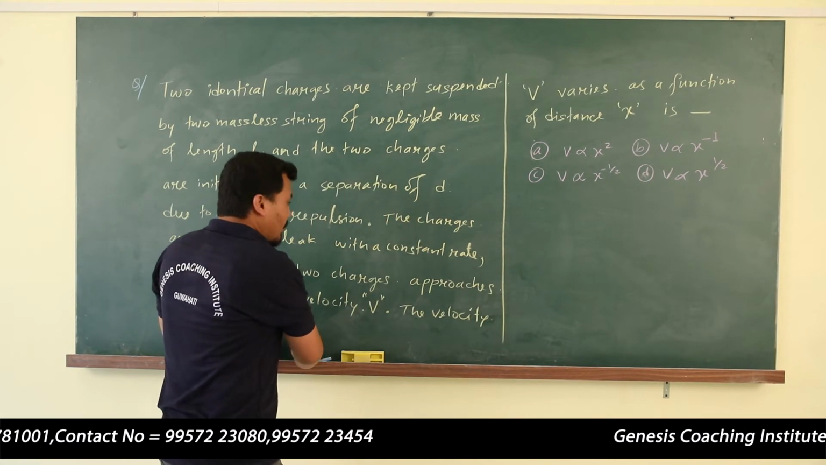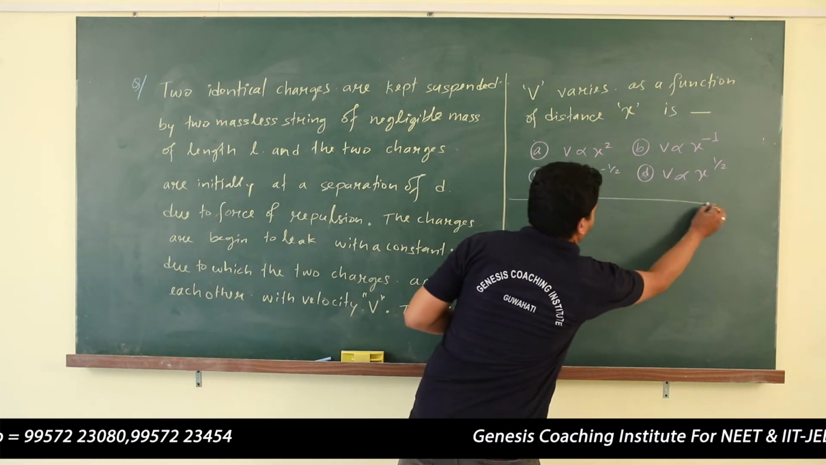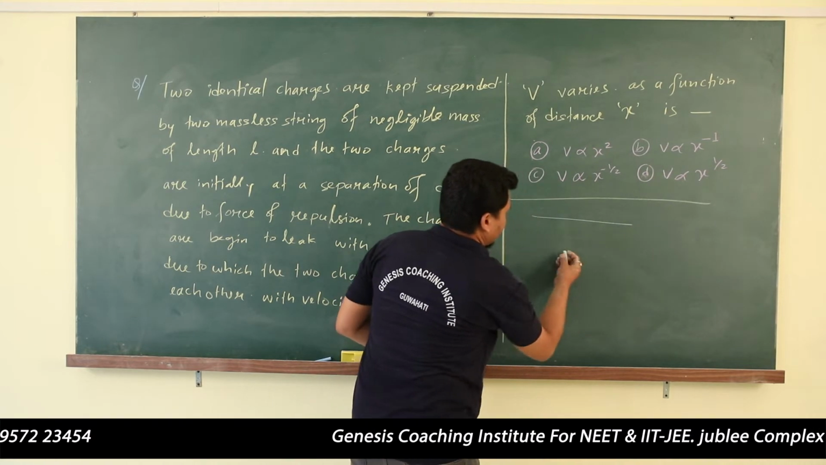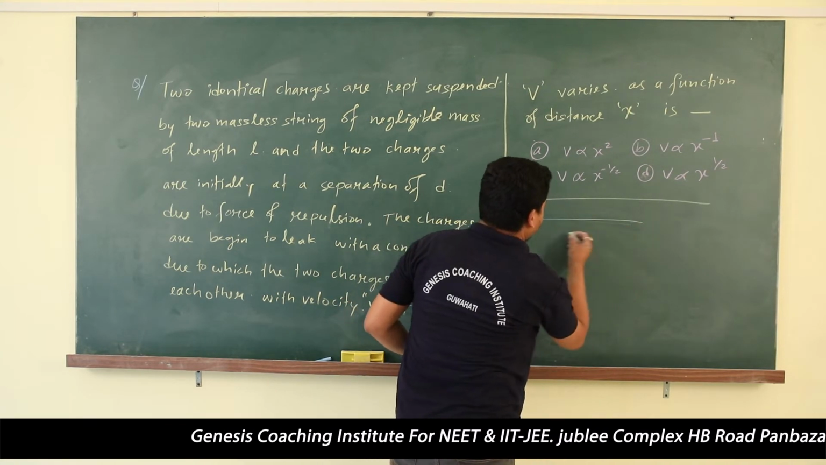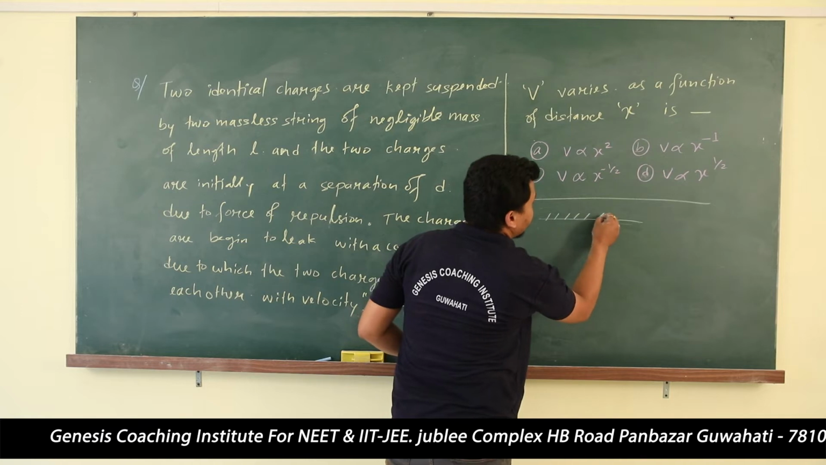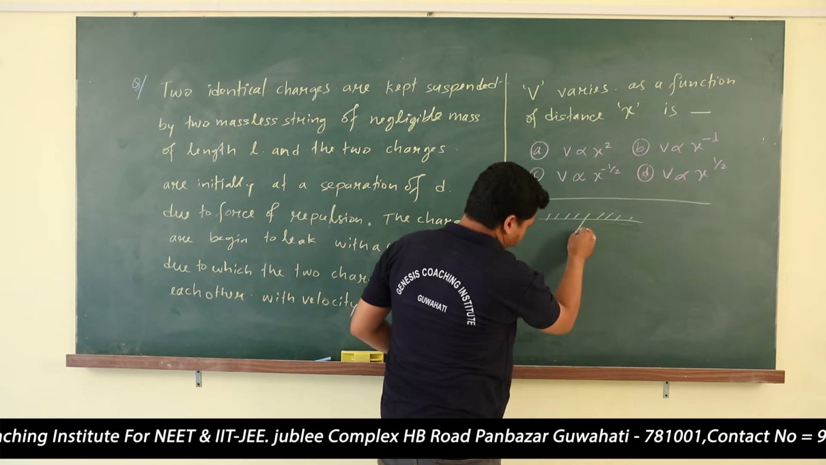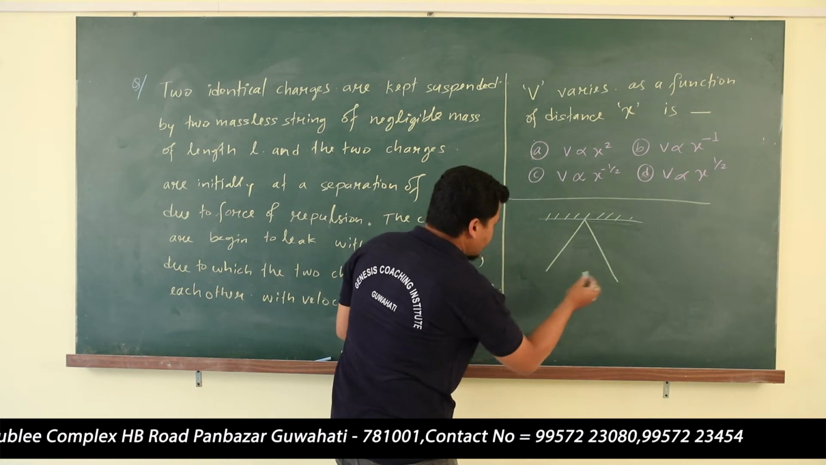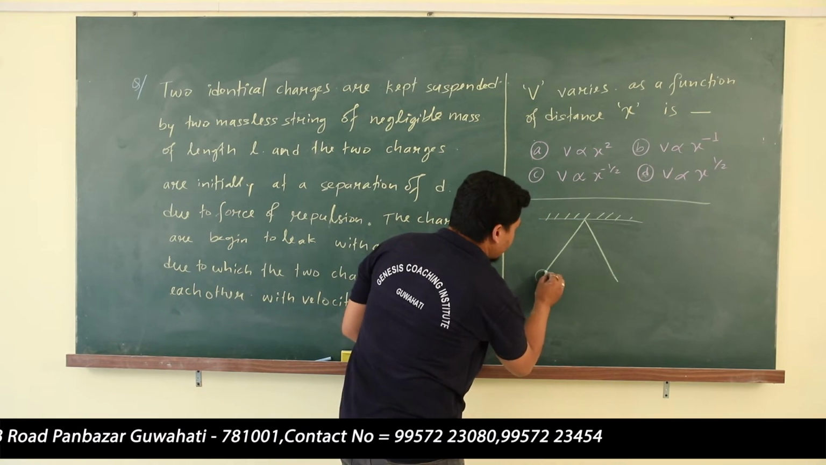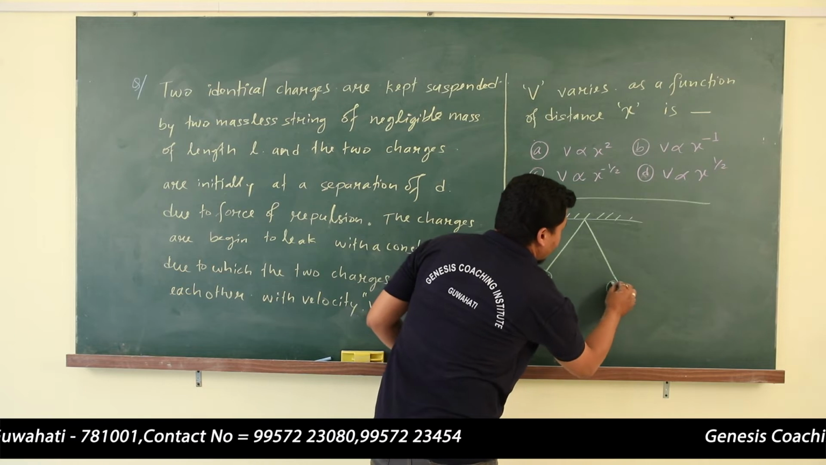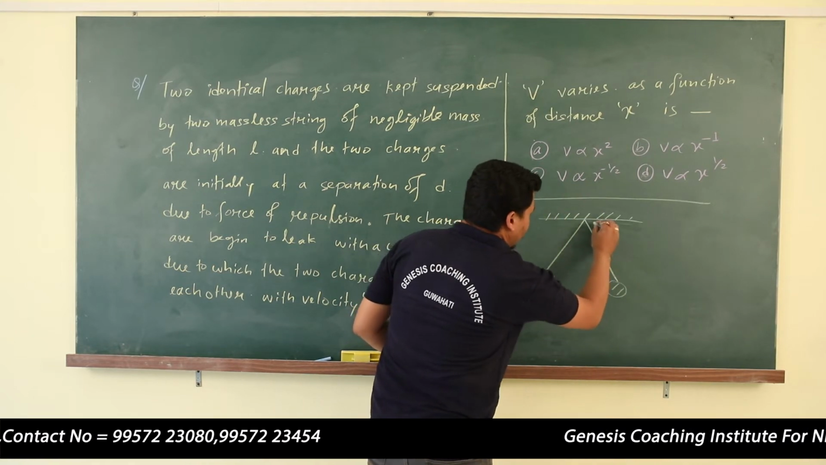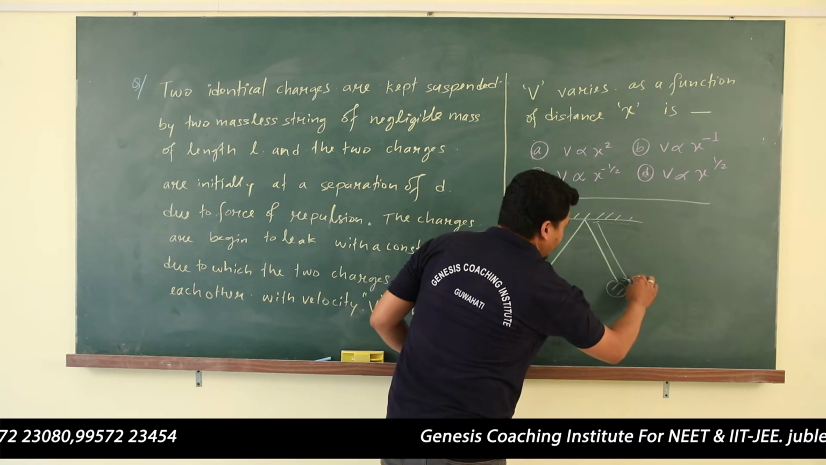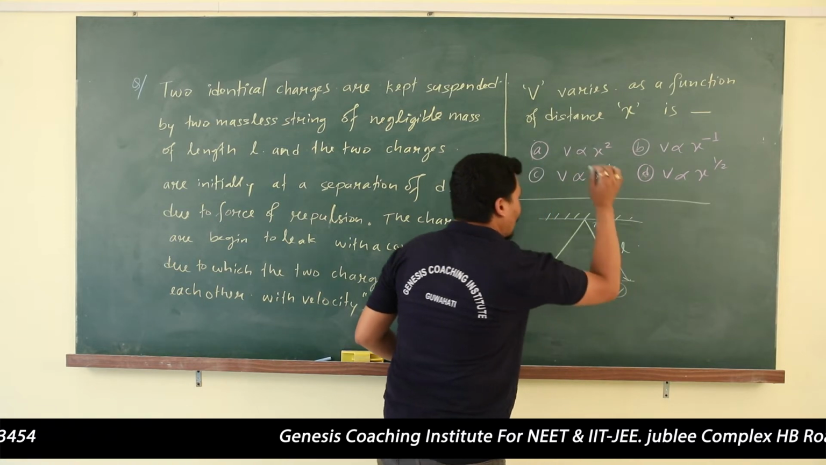Now let's try to solve this. First, the two charges are suspended by two massless strings, each of length small l. Suppose this one is the first charge and this one the second, and the length of the string is small l.